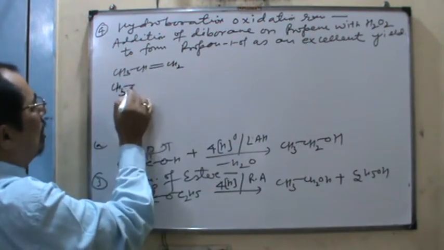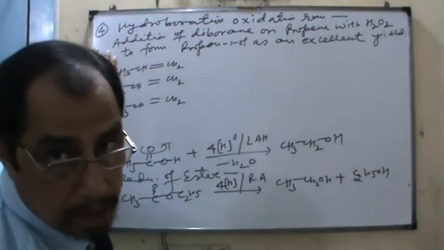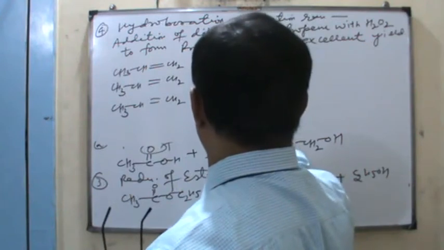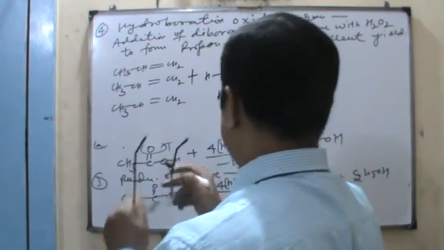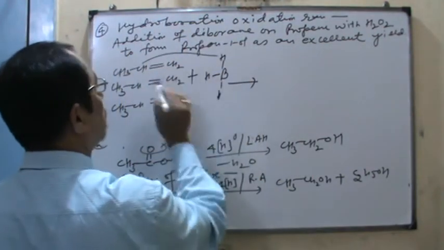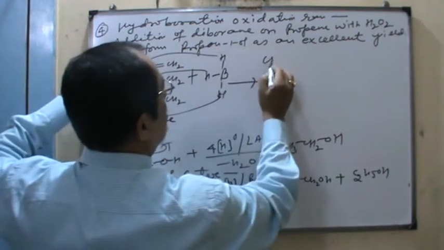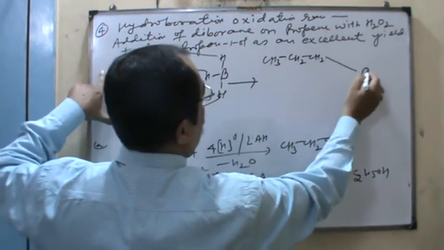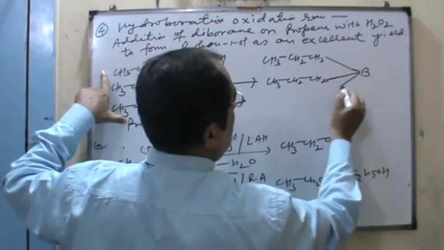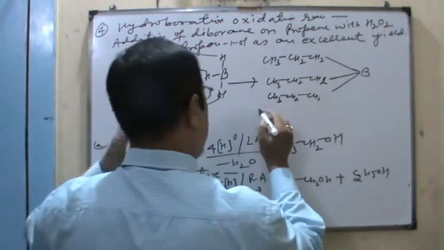So you take CH3CH=CH2. Further, 3 molecules we take here of propene. How many molecules of propene did we take? 3 molecules. And then you have to add BH3. This H and this H will be there. It forms CH3CH2, boron being trivalent, with three propyl groups. So it is tripropylborane.